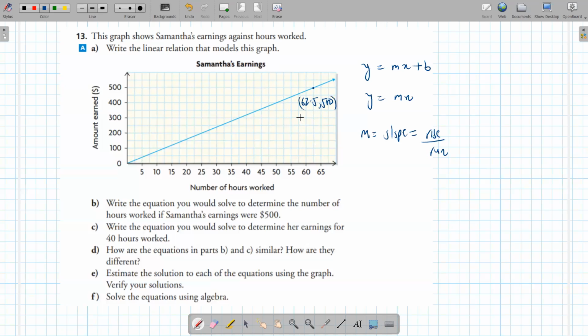Now we're looking for another nice point. I guess we can use the origin. 25 and 200, yeah, there we go. We can also use that. So I guess we can just use this and 0, 0. That'll be even easier.